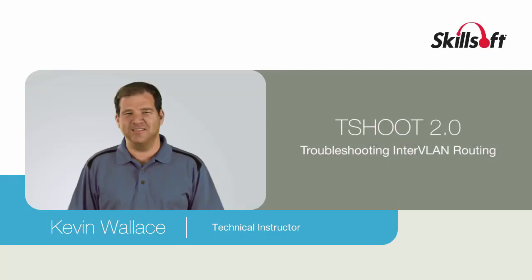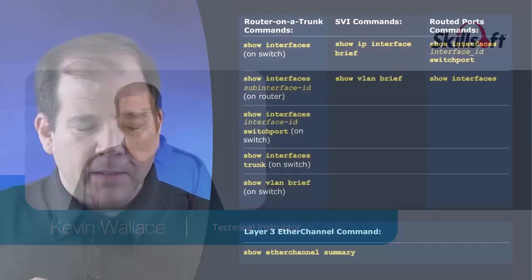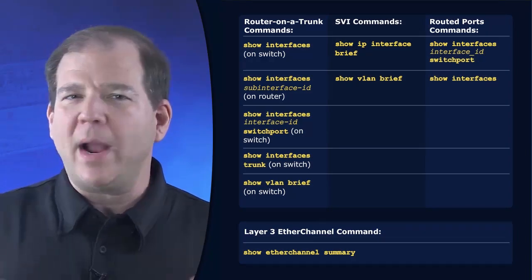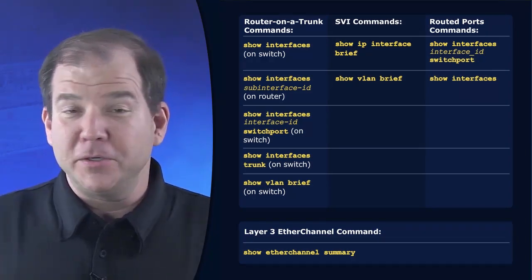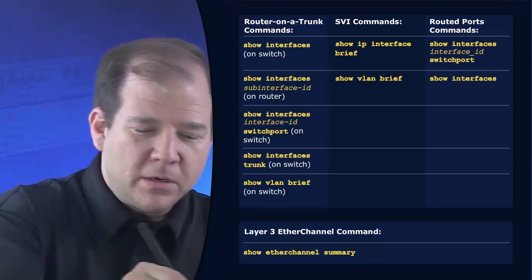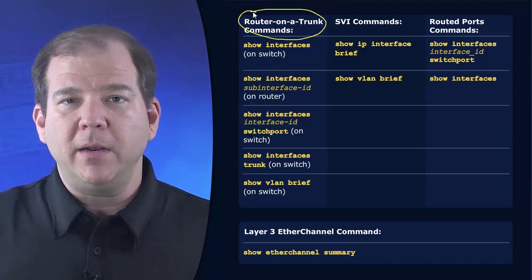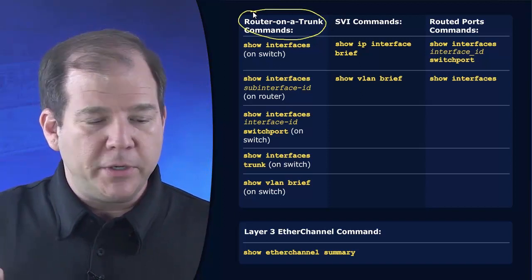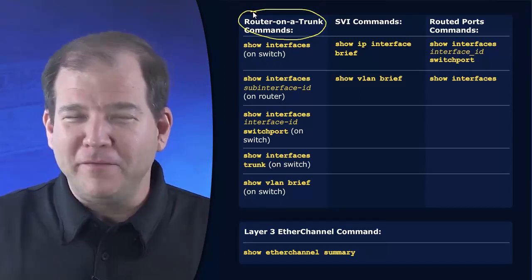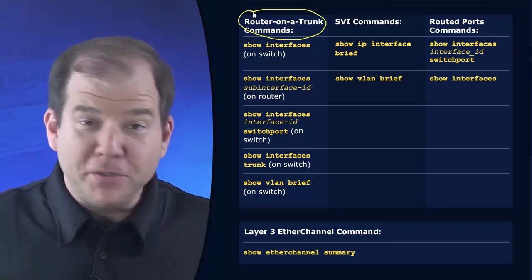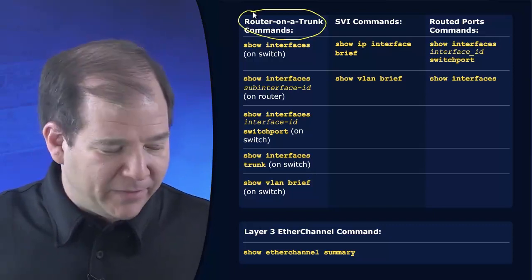Let's now summarize and review some of the commands we've been seeing that are going to help us troubleshoot InterVLAN routing issues, be it on a layer 2 switch or a multi-layer switch. We talked about how on a layer 2 switch, the way that we could route between a couple of different VLANs on that switch was to use a router on a trunk configuration. And we took a look at a few issues that could arise if we didn't have that configured correctly.